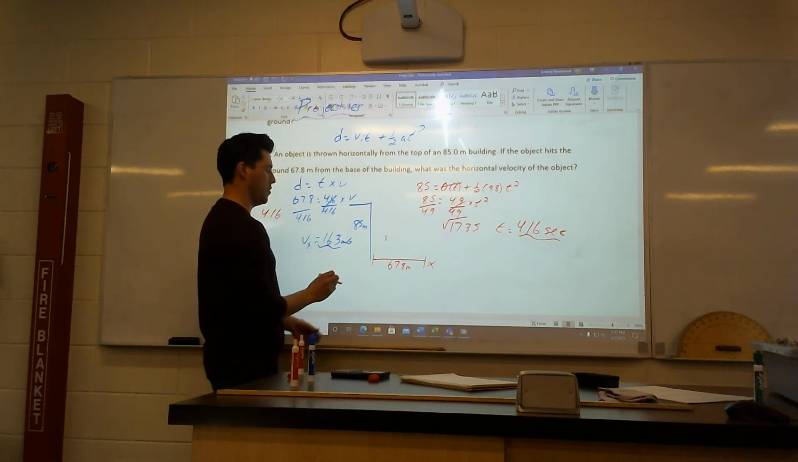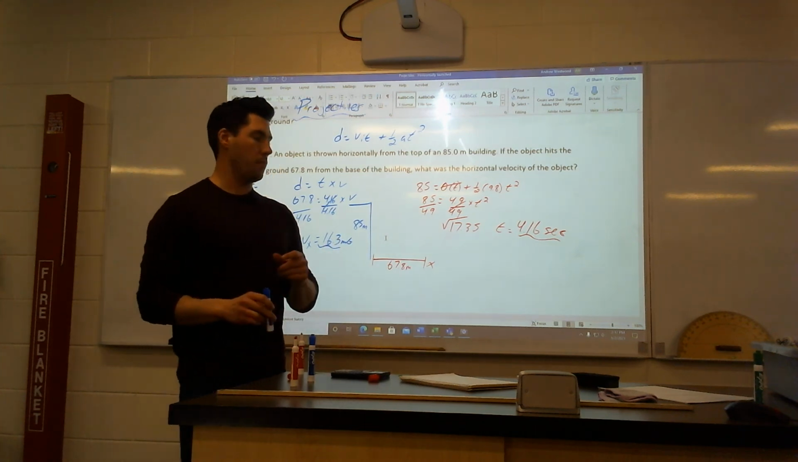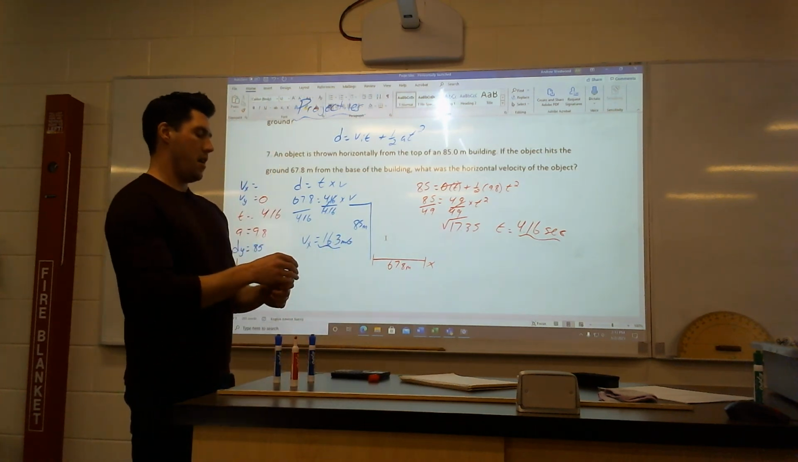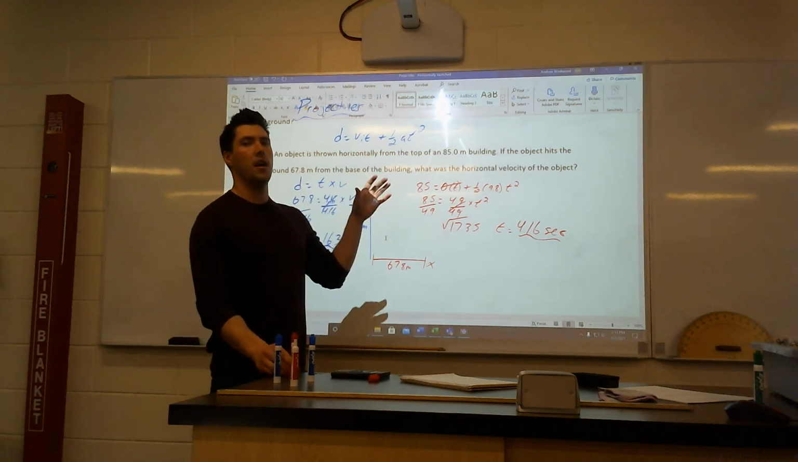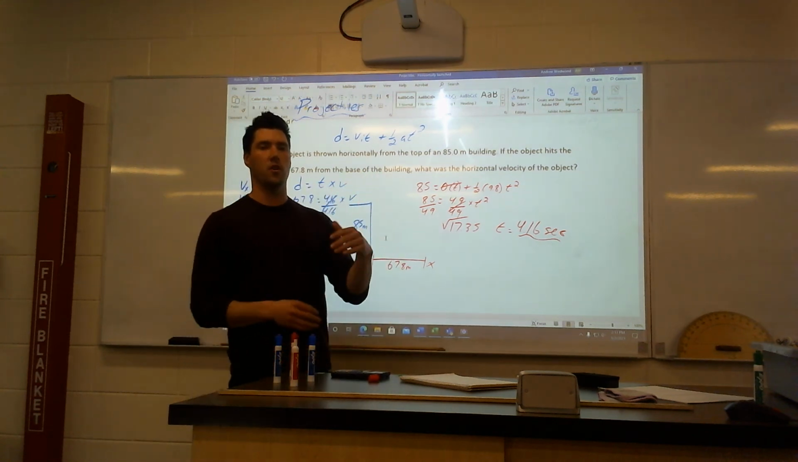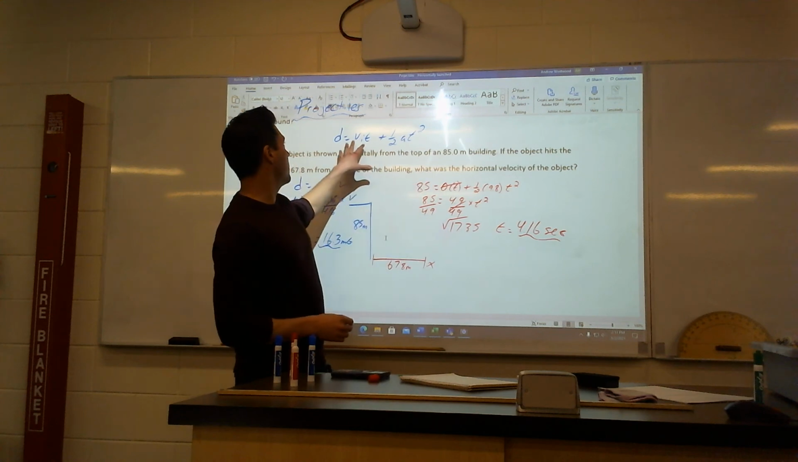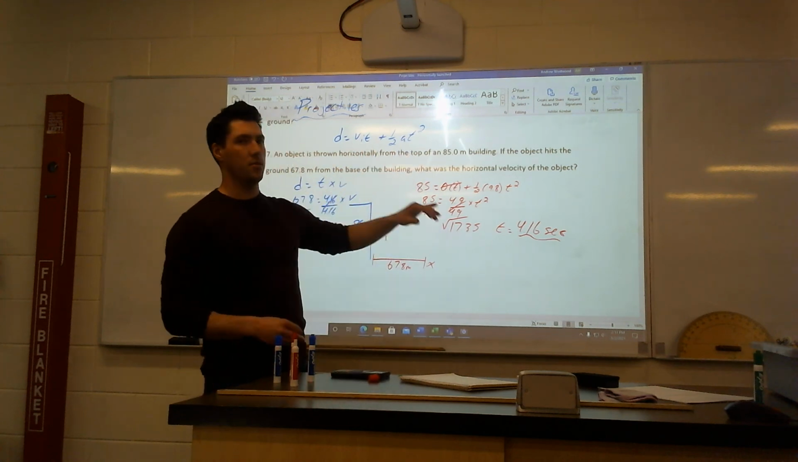And that's a pretty fast speed. So there you go, there's our second example of how to answer projectiles launched just horizontally. You're usually going to end up having something like this and some kind of d equals dv.